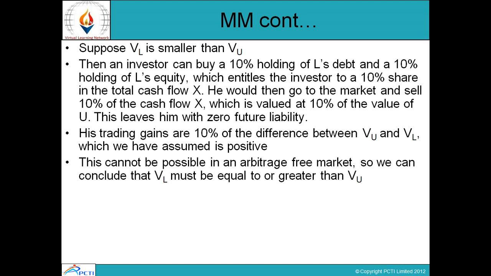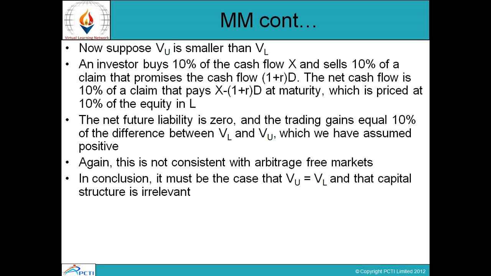Suppose VL is smaller than VU. Then an investor can buy a 10% holding of L's debt and 10% holding of L's equity, which entitles the investor to a 10% share in the total cash flow X. He would then go to the market and sell 10% of the cash flows X, which is valued at 10% of the value of U. This leaves him with zero future liabilities. His trading gains are 10% of the difference between VU and VL, which we have assumed is positive. This cannot be possible in an arbitrage free market, so we can conclude that VL must be equal to or greater than VU.